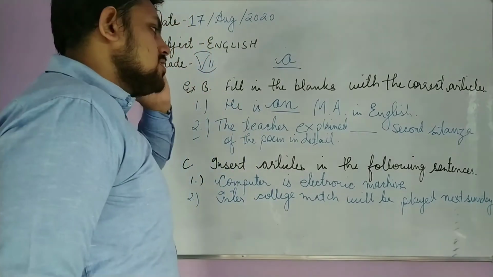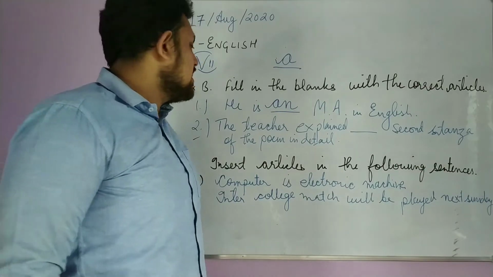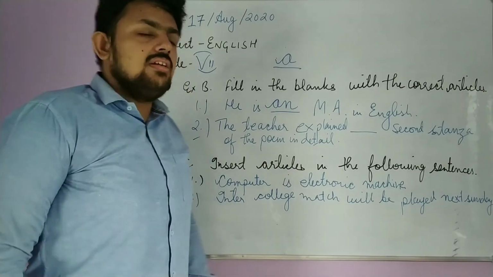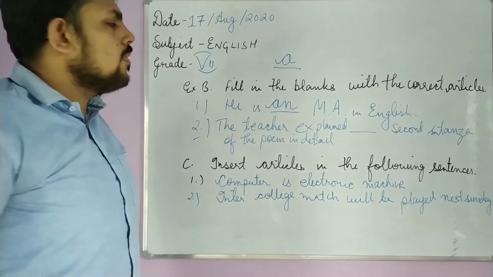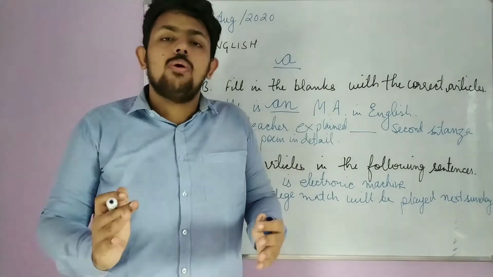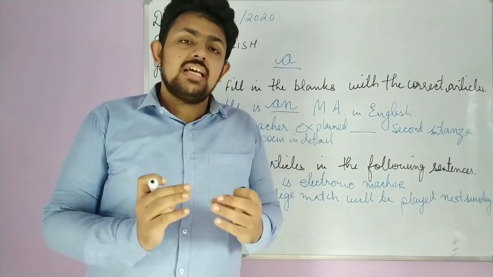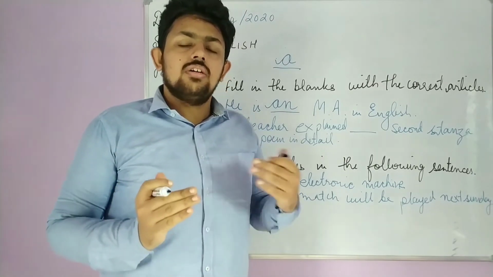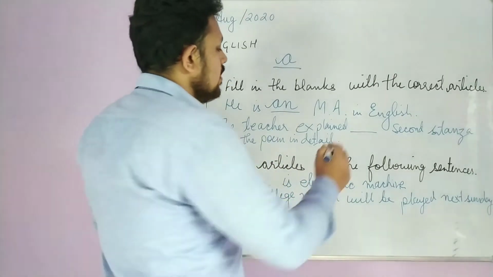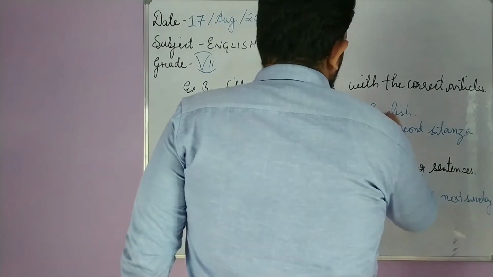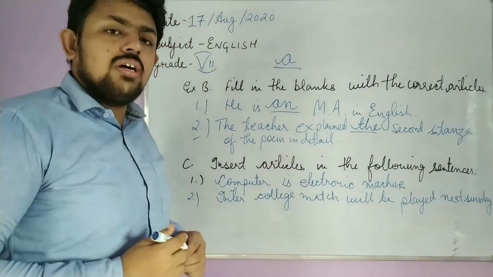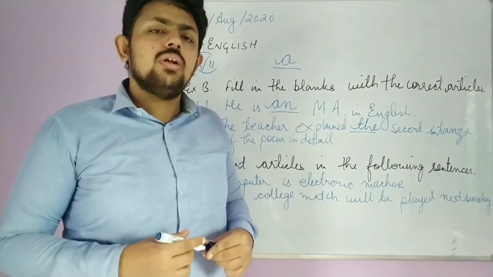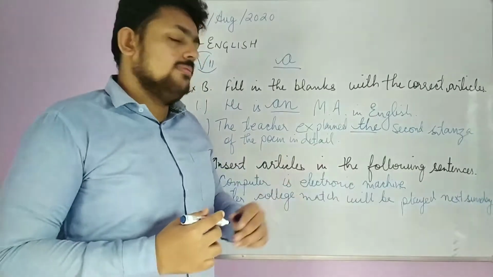The teacher explained dash second stanza of the poem in detail. So what will we put here? See, we are talking about a specific stanza, the second stanza. We are specific about which stanza the teacher will explain, so we will put the. Whenever we are specific about the person or thing we are talking about, we always put the.